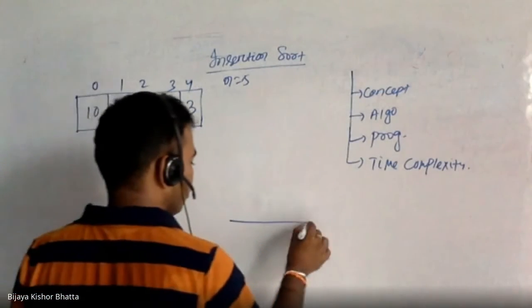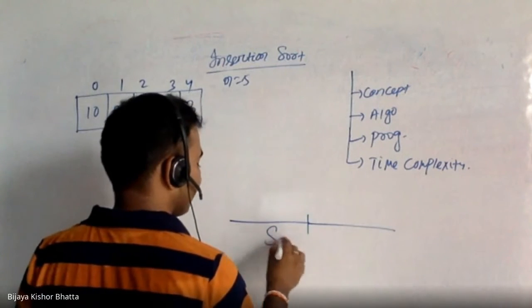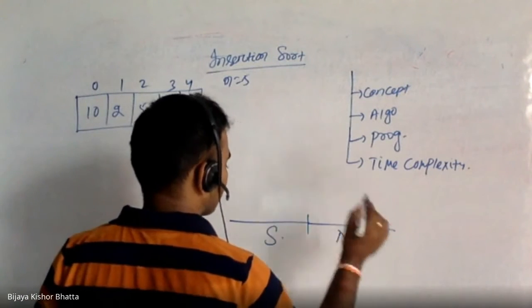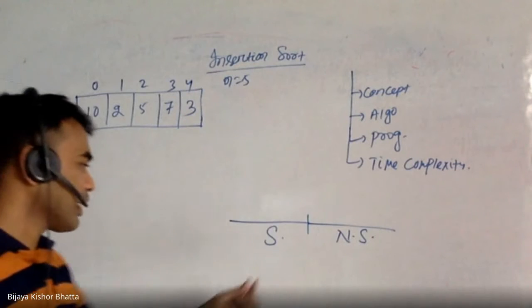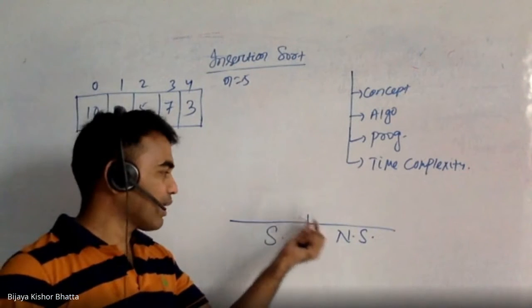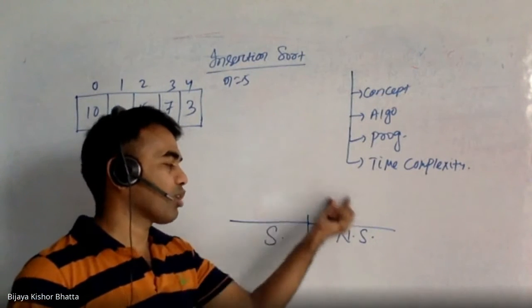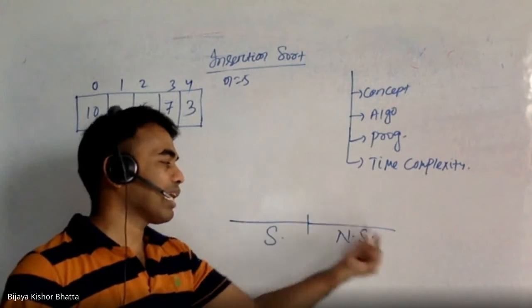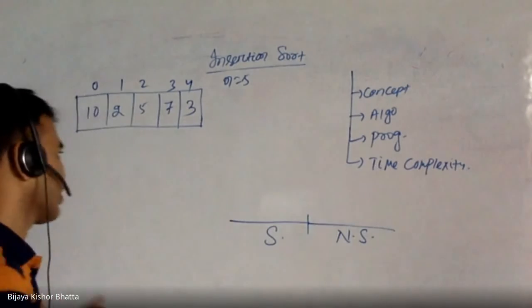So what you have are 2 parts, right? One is the sorted part, one is the not sorted part. You will choose one element at a time and move it from the non-sorted part to the sorted part. It's like getting one card and putting it into your hand. So that is the concept.